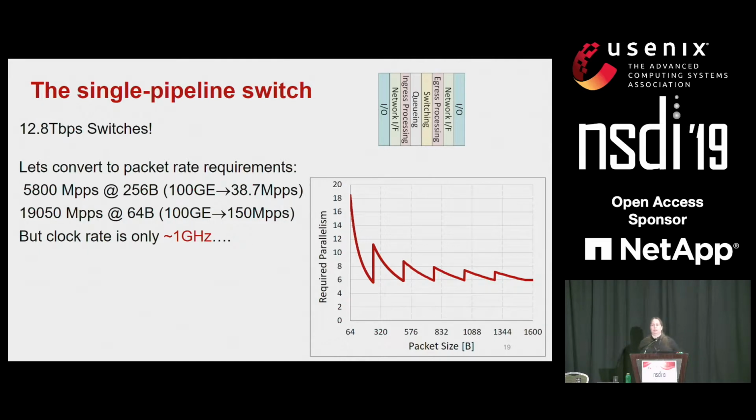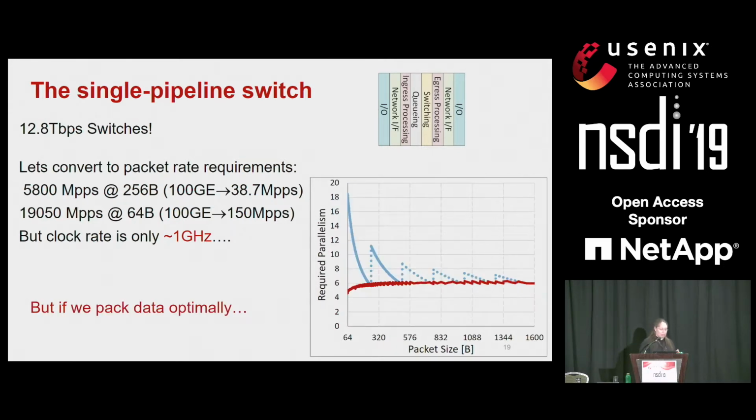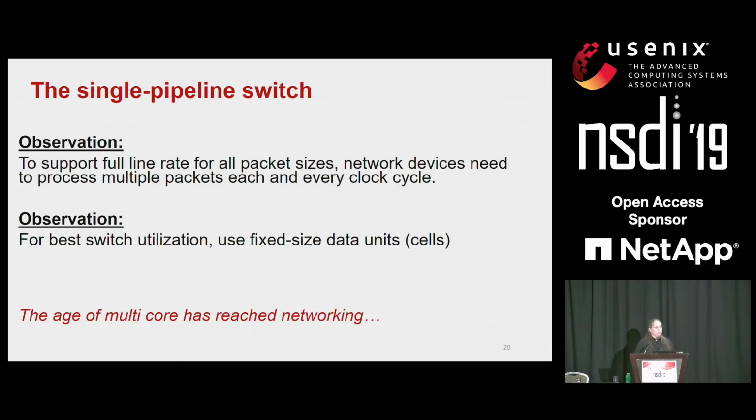But let's think. What if we could do better? What if we could ideally push the data into the pipeline, fill the pipeline optimally? If we could pack the data, we could reduce the amount of parallelism required within the pipeline. And the observation here is that for best switch utilization, we should use fixed size data units. And I'll call these data units in this talk cells.